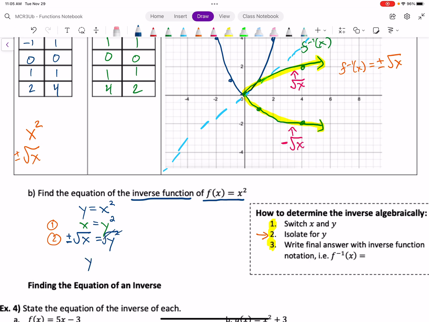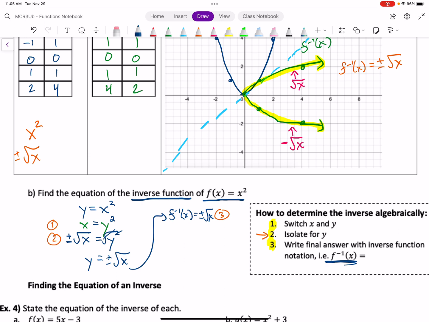And so I'm going to switch sides. y equals plus or minus the square root of x. And that's the equation. Our last step is to simply state that. So step 3 is to rewrite this with the function notation. So f to the negative 1 of x is equal to plus or minus the square root of x, like that.